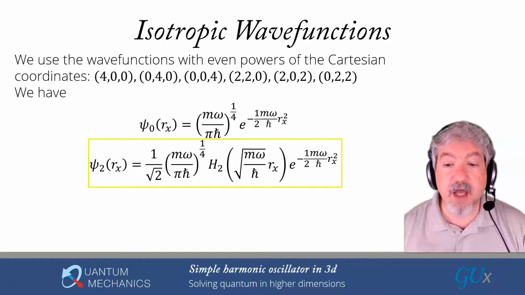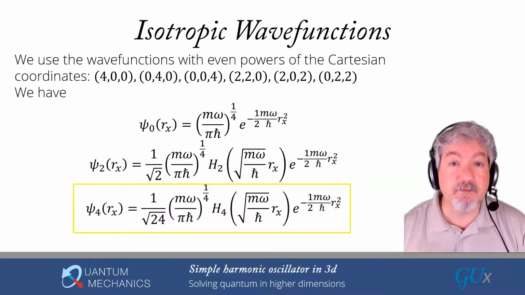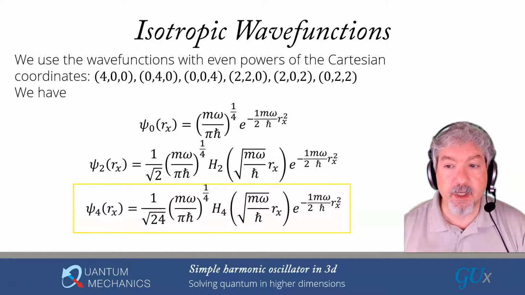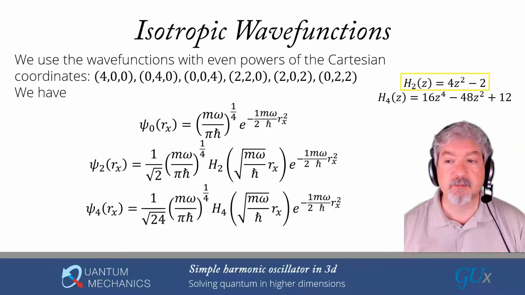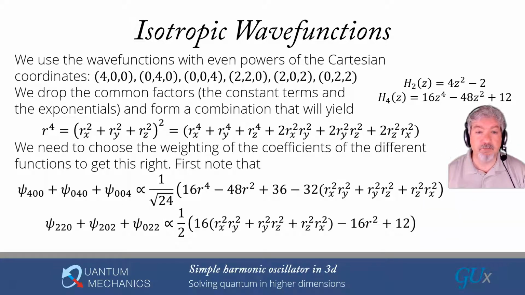And then the psi 4, which is the other wave function that we're going to have in these different combinations of wave functions, has a 1 over square root of 24 because 4 factorial is 24, and it has the H4, and everything else is the same. Okay? And let me just remind you what those Hermite polynomials are. The H2 is 4z squared minus 2, and the H4 is 16z to the 4th minus 48z squared plus 12. Okay? We're going to calculate the different linear combinations that give us terms that have functions that depend only on r squared. Okay, let's go.